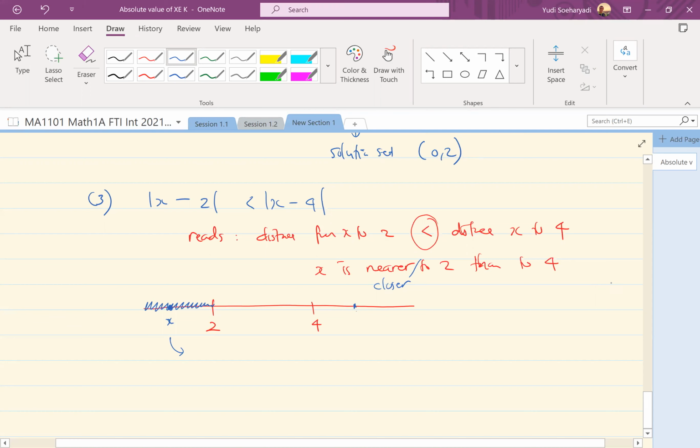Okay. What about between 2 and 4? Find something that has the same distance to 2 and 4. Then it must be 3. Yeah, that's 3, right? So to the left of 3 is closer to 2. To the right of 3 is closer to 4 than to 2. Right? So this won't be solutions. So we have now the solutions. What's the solutions? This one, solutions.